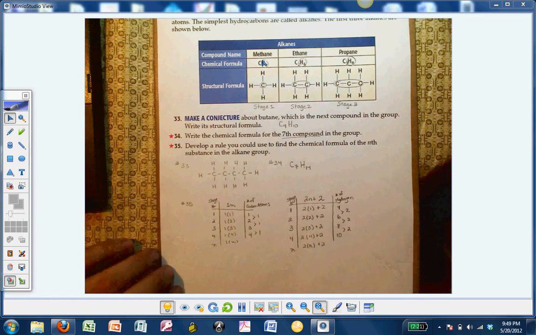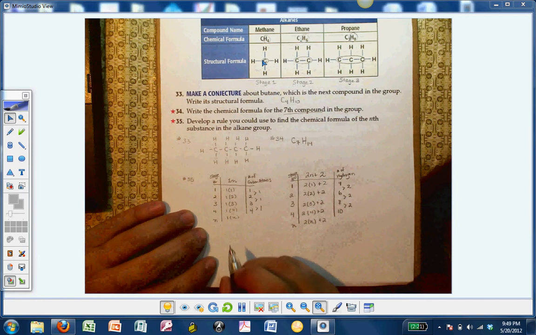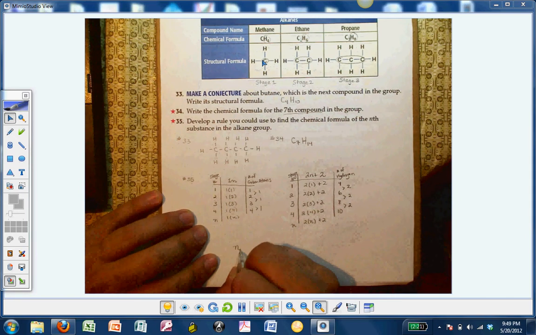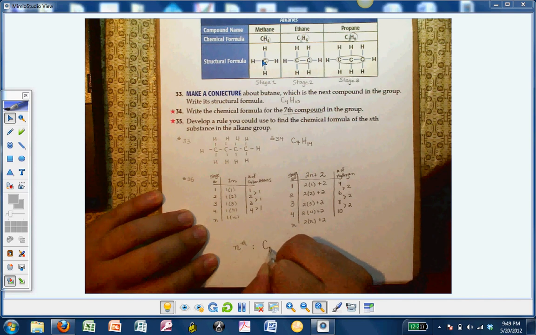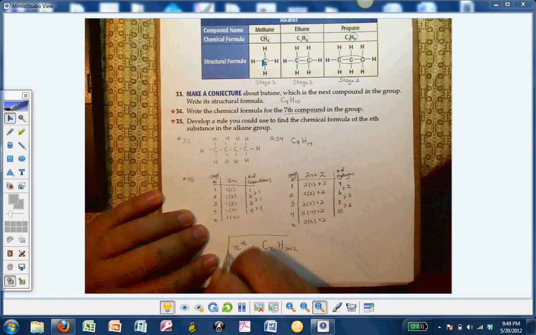So therefore, our overall rule for the nth term will be: the number of carbons will be Cn, and then the number of hydrogen atoms will be 2n plus 2 for number 35.